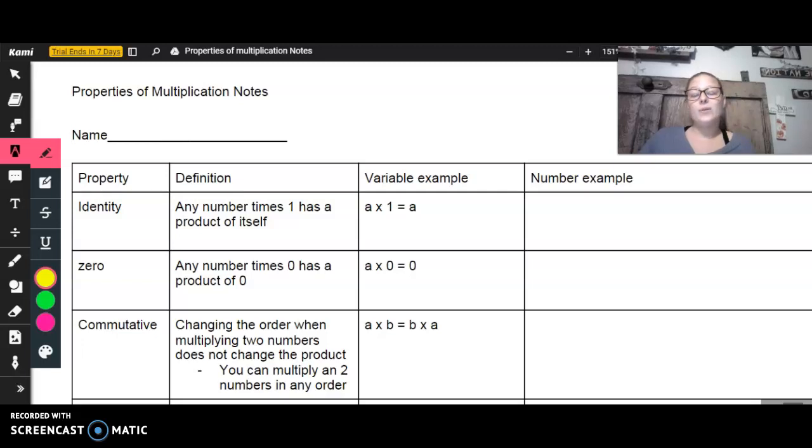Hello class, so today we're going to be discussing the properties of multiplication.